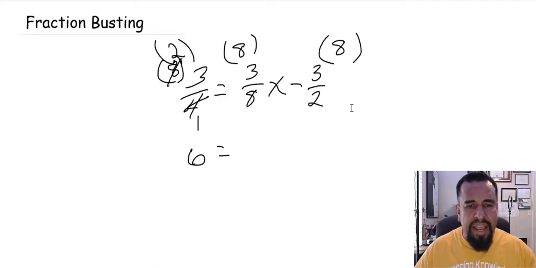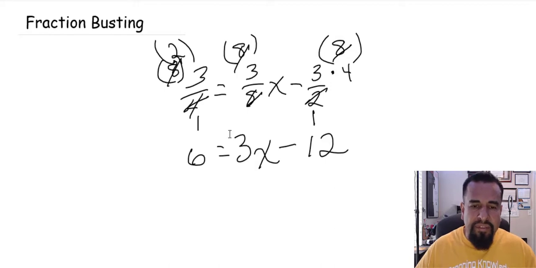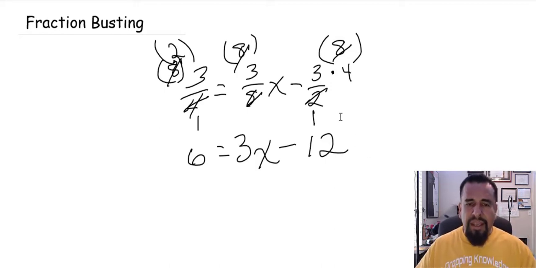8 divided by 8. Well, that's going to give me 1. And then 1 times 3x gives me 3x. Bring down that minus sign. Now 8 divided by 2, it gives me a 1 here. Right here, it gives me a 4. Now multiply the 3 times the 4, and it gives me 12. There you go. I've gotten rid of the fraction. So that's the purpose of fraction busting.